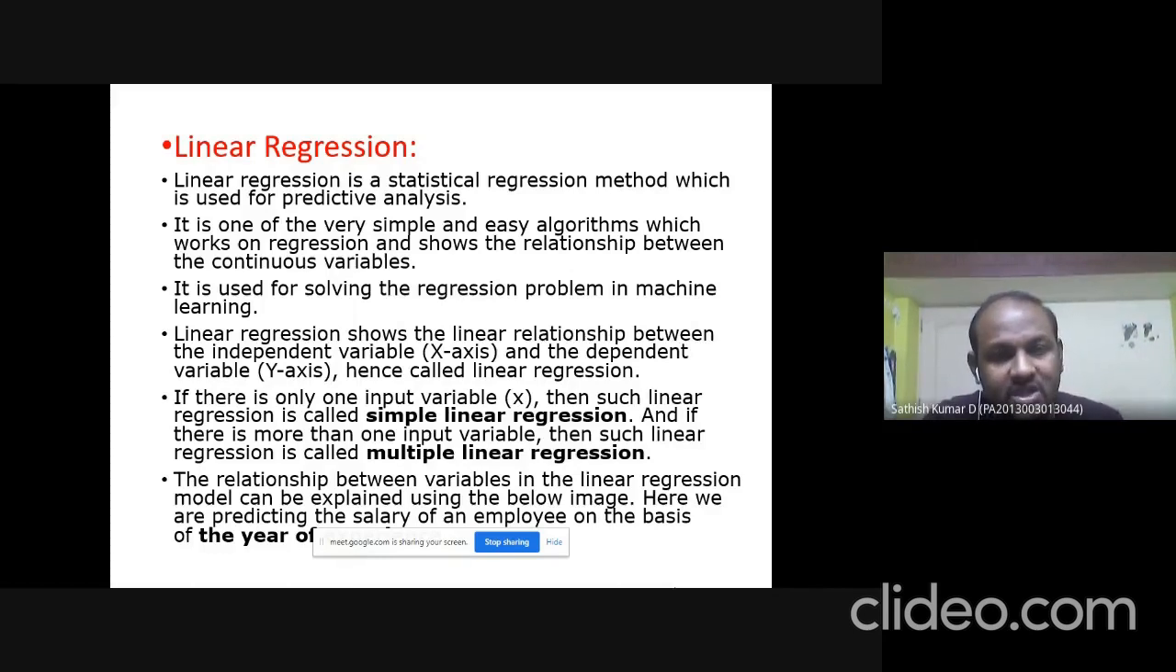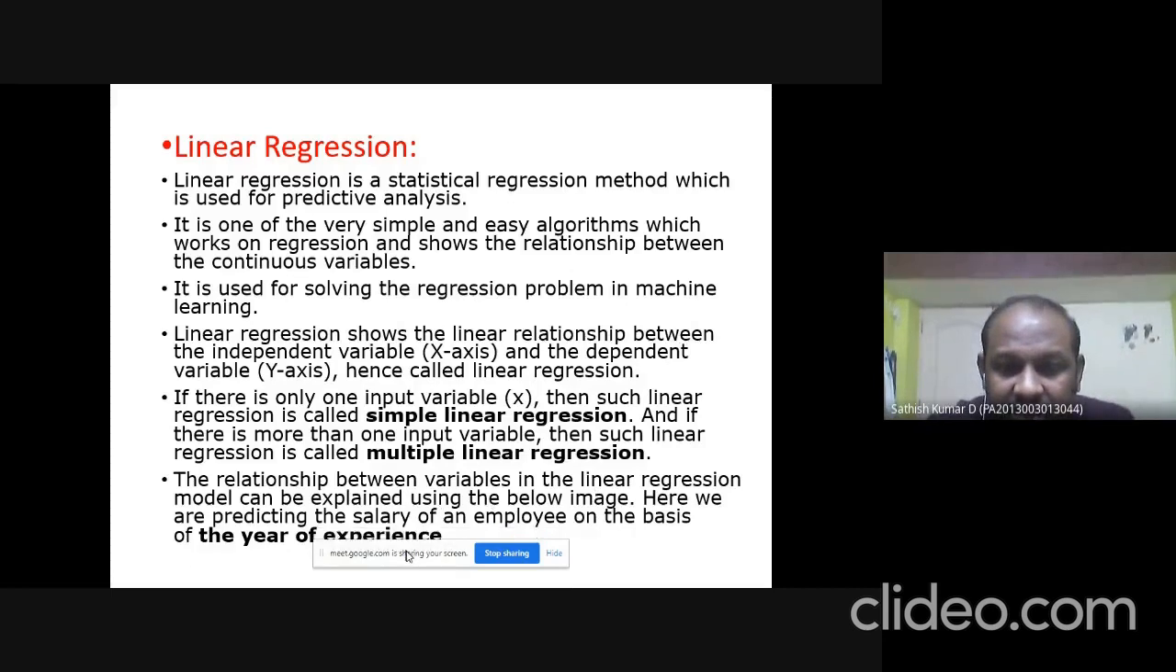Linear regression shows the linear relationship between the independent variable x and the dependent variable y. Hence, it's called linear regression. If there is only one input variable x, then such linear regression is called simple linear regression. And if there is more than one input variable, then it is called multiple linear regression. The relationship between the variables in the linear regression model can be explained using the below diagram.